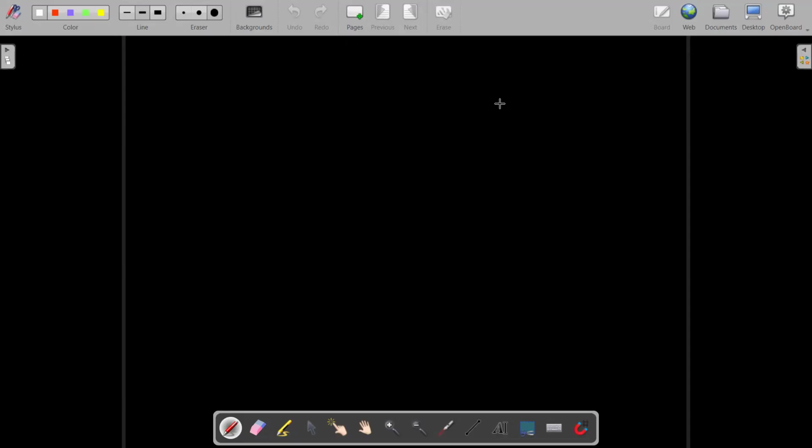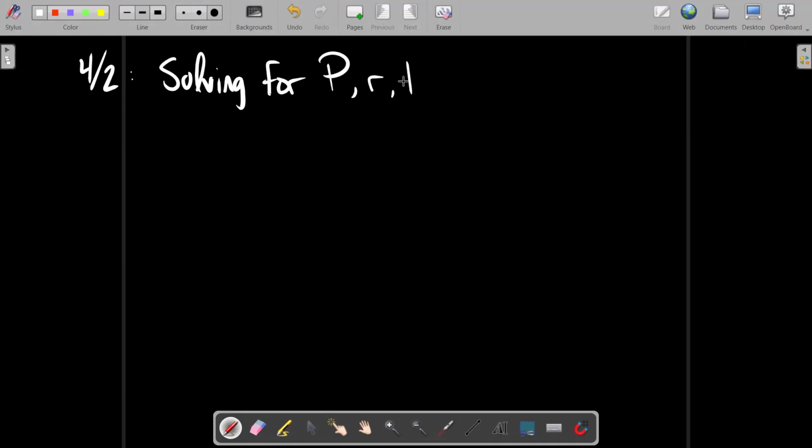So today, this shouldn't take long at all. I say stuff like that, and then sometimes it's not true. But today, I just want to quickly blow through a few examples of how to do compounding continuously. So today is the second, and we're still solving for P, R, and T.